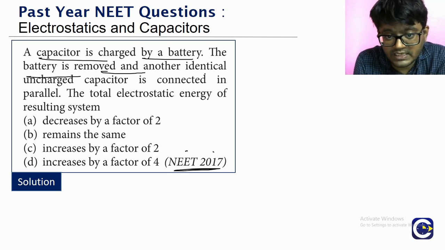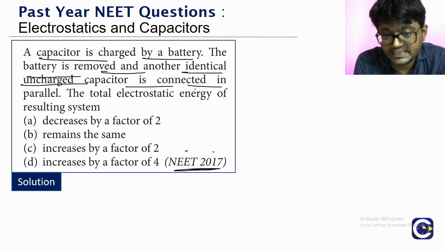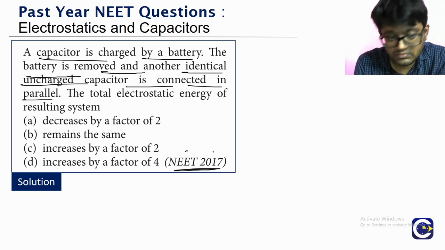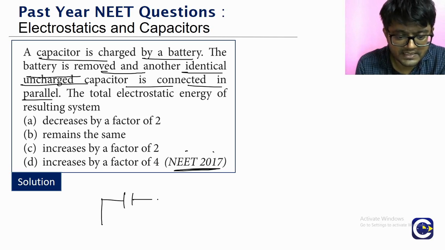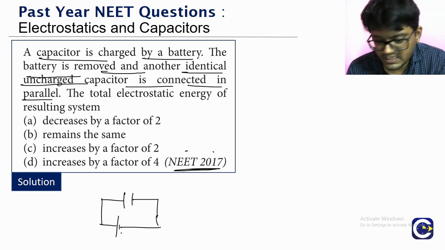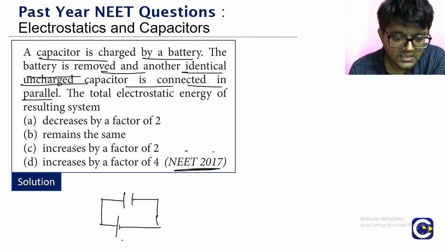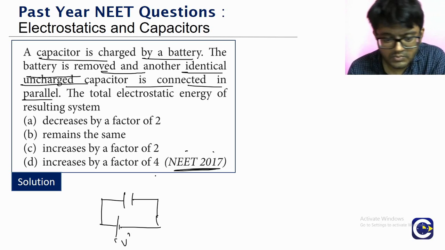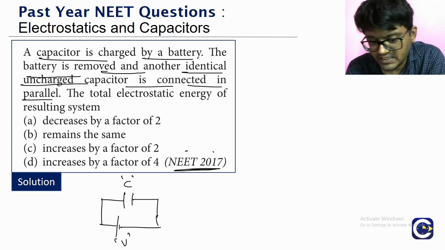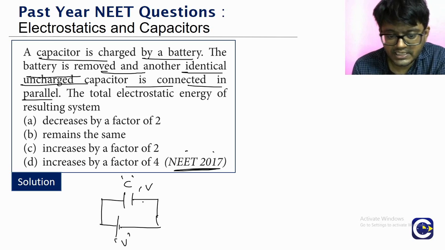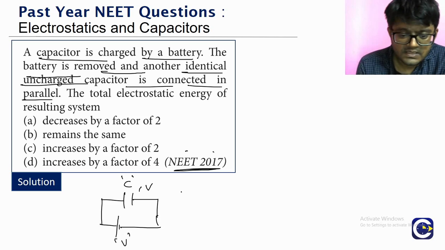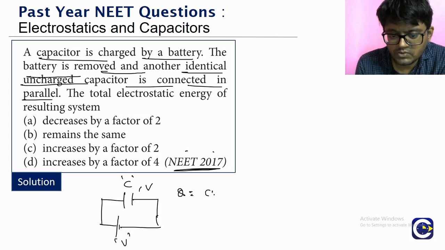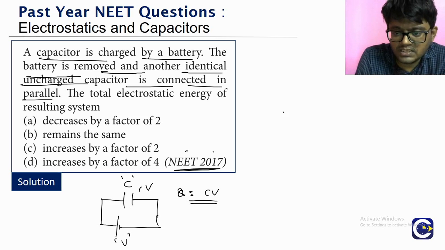The battery is removed and another identical uncharged capacitor is connected in parallel with the already charged capacitor. Means what? First we are taking a capacitor, connecting it across a cell or a battery. So in this case it is a battery. Battery is nothing but a combination of cells. So if the battery is having a potential V and the capacitance is C, this capacitor will be fully charged till the potential on the capacitor is equal to the potential of the battery. Means this will get a charge Q, which will be equal to C into V.